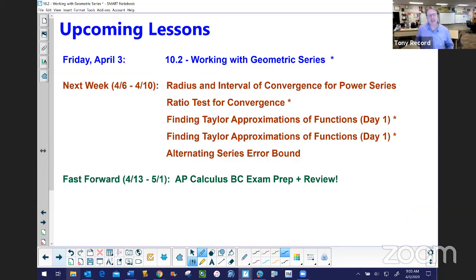All right, so our agenda for the day and the week ahead, as I said, today we're going to talk about geometric series. It is a starred content, so that means that it is slated to appear on the 2020 AP exam. And then moving ahead to next week, Brian's going to lead us off with radius and intervals of convergence. He's going to introduce the idea of the power series to you. And then we'll progress to our last convergence test that you'll need to know, the ratio test, and then talk all about Taylor approximations, and then the error bound at the end of the week. And then we start really hitting the ground running with our AP Calculus BC exam review prep, which is going to take place beginning April 13th and running for 3 weeks.